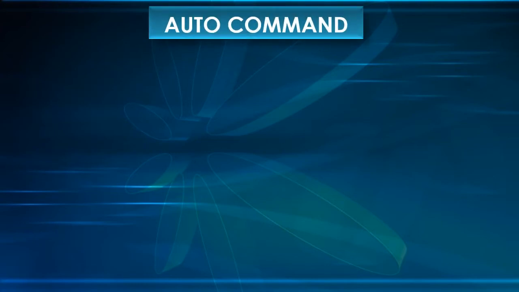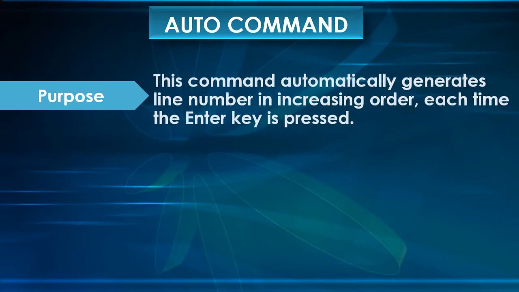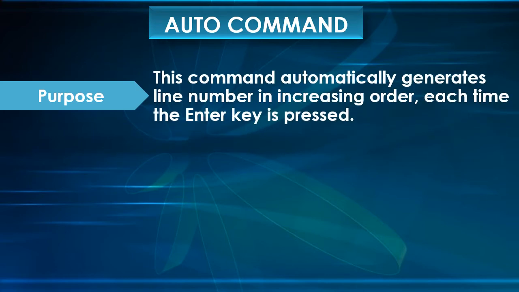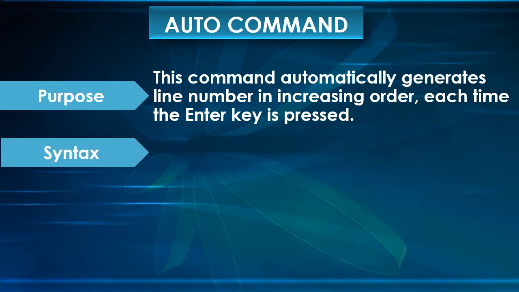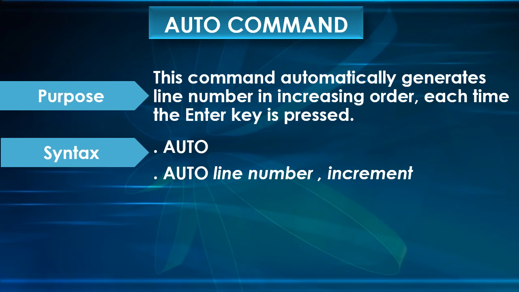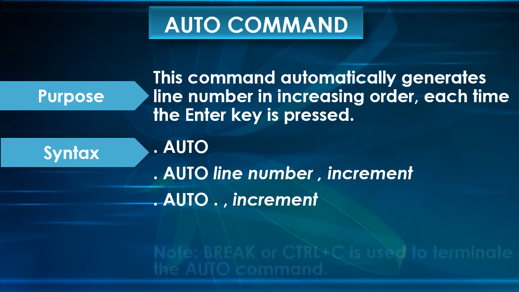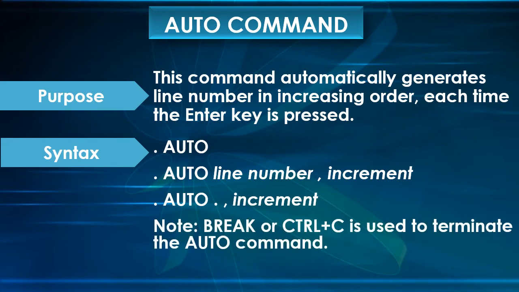Writing line numbers all the time is a very hectic routine. To avoid this, we use auto command. This command automatically generates line numbers in increasing order each time the enter key is pressed. Syntax is very simple. You can just type auto, or you can write auto line number with increment. It is mentioned as auto, period or dot, with increment. You can use break or Control C to terminate the auto command.